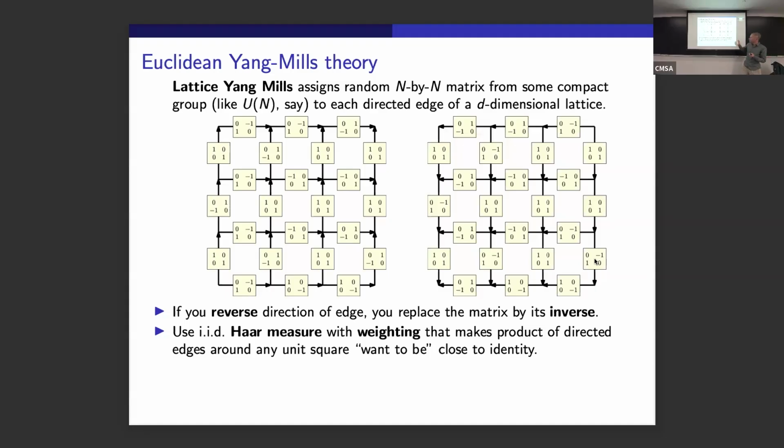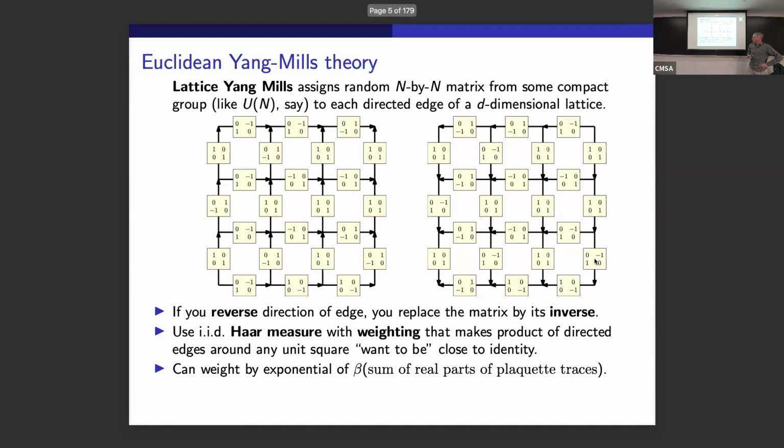You could think of it as a connection, in the sense that if I give you any path, you can multiply the edges along that path, and that will give you some sort of a group transformation. And when you say the product around a small set of things is close to the identity, that corresponds to what we call a flat connection, meaning if you go around a loop, you come back to where you started. So in order to put in this bias to make the connection want to be flat, one way they do it is they weight by the exponential of beta times the sum of the real parts of the plaquette traces.